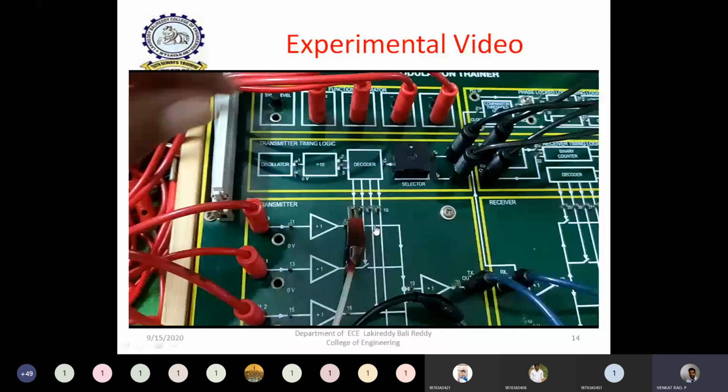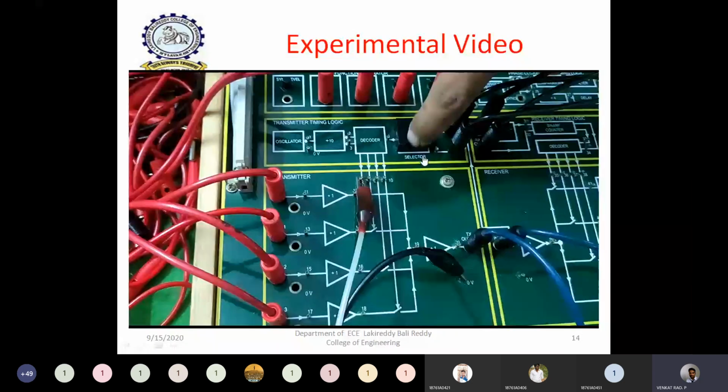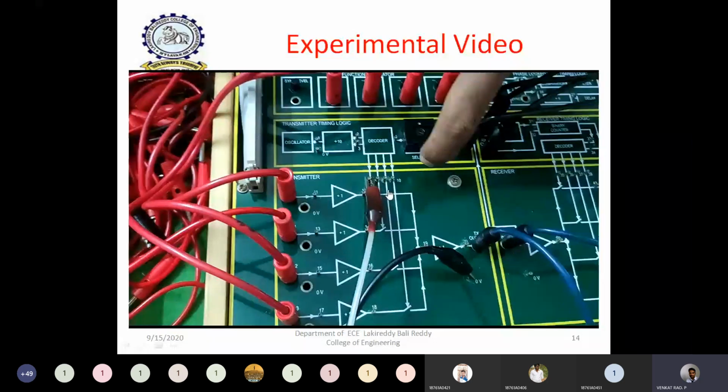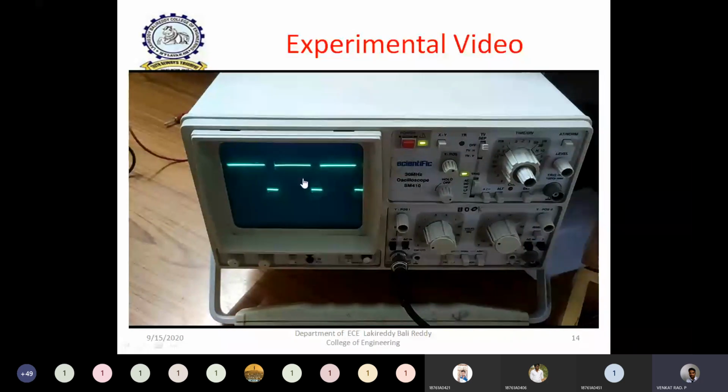Now, if you observe this, I already explained this is the duty cycle selector. If you change this knob, you can change the duty cycle of the clock signal. You can clearly observe there is a change in the on time period and off time period. So as required, you can change that also.